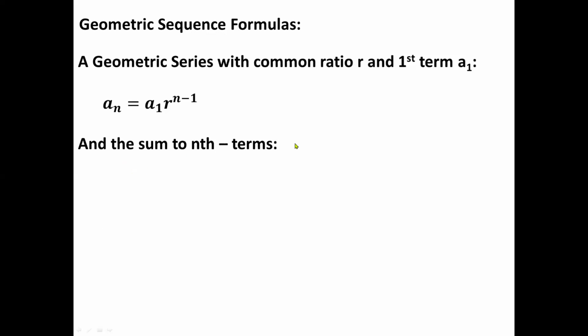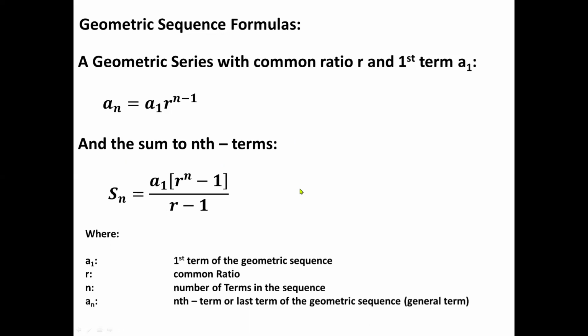And the sum to n terms, kapag naman naghahanap tayo ng geometric sum, ito ang ating formula. S sub n is equal to a sub 1 times the bracket of r to the n minus 1, all over r minus 1. Kung saan, ang ibig sabihin ng mga sumusunod na variables, ang a sub 1, ito yung tinatawag na first term of the geometric sequence. r, we have it as the common ratio. Ang function naman ng n, number of terms in the sequence. And then a sub n will be the nth term or last term of the geometric sequence. Okay? So let's proceed.